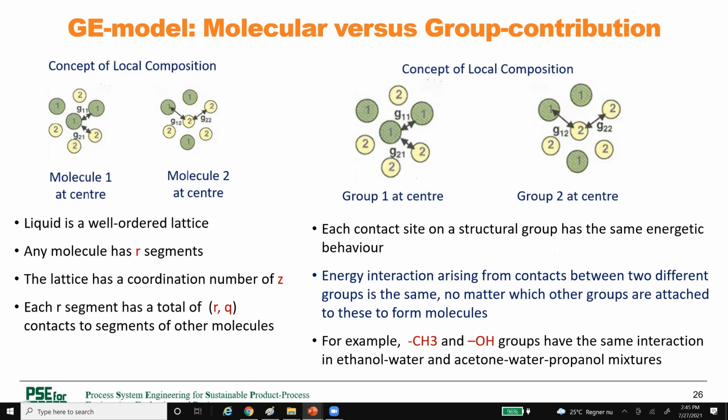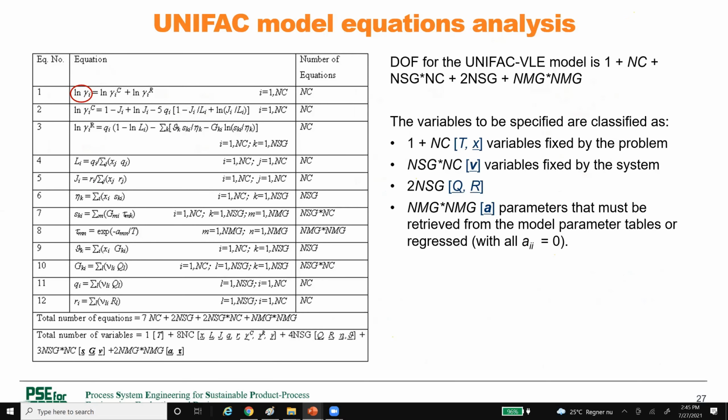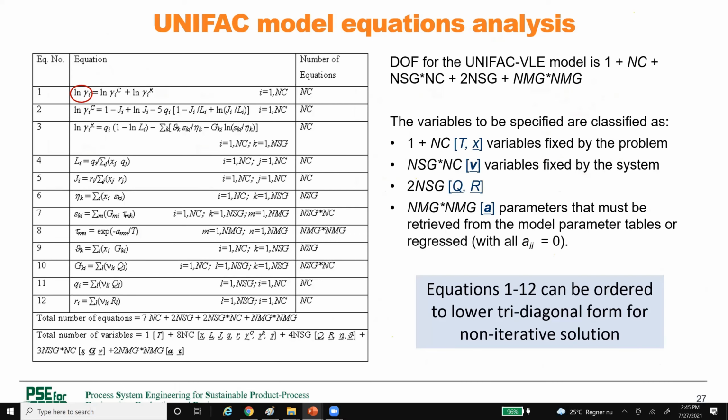And here are the model equations for the UNIFAC model. I'm highlighting in red the activity coefficient we need. And we can also order it in lower tridiagonal form. So the last equation to solve would be equation 1, and it is nicely lower tridiagonal. So no iteration is necessary, so the calculation is very fast.